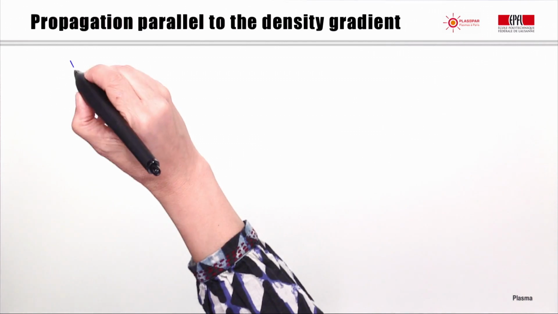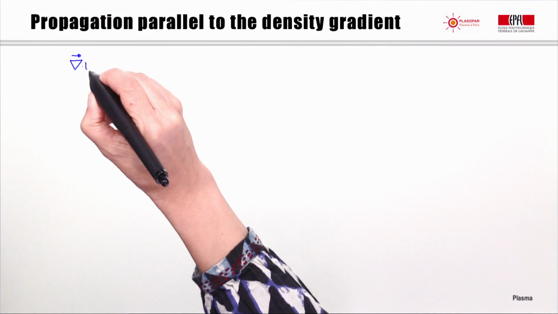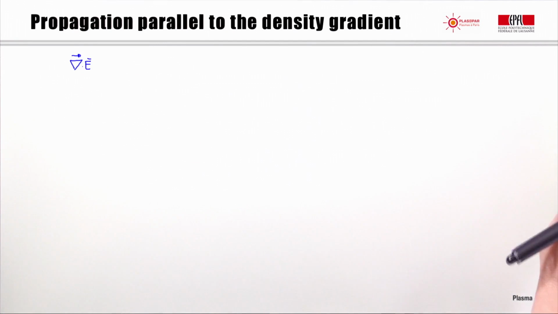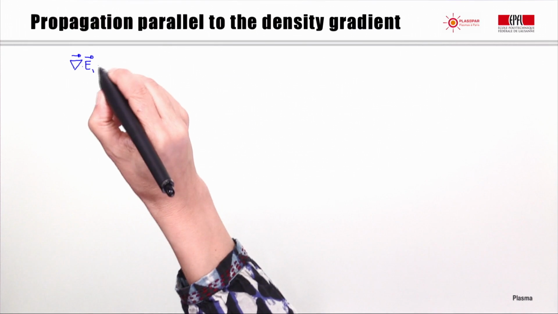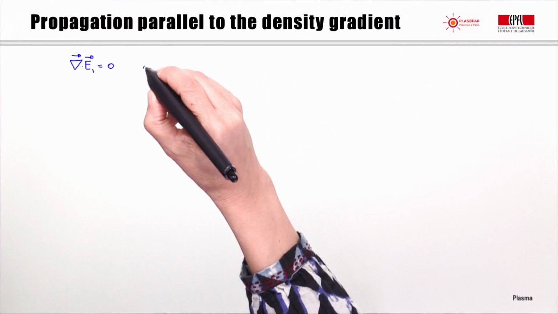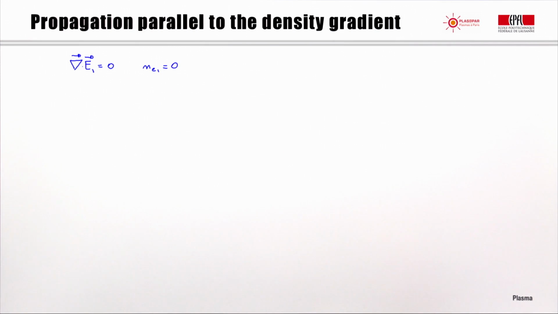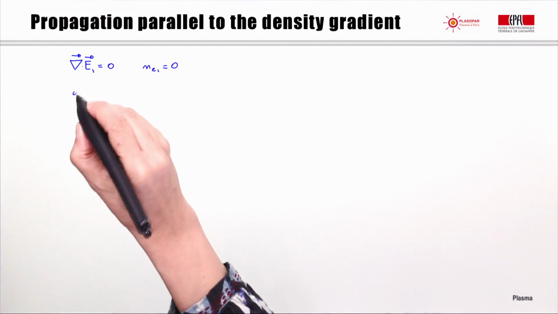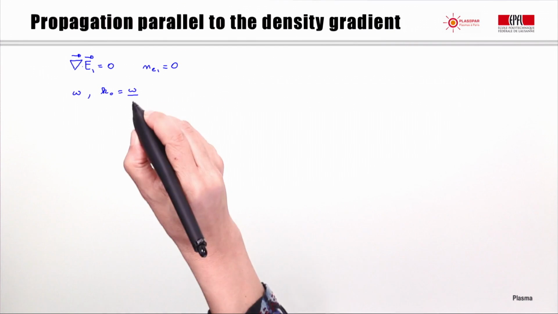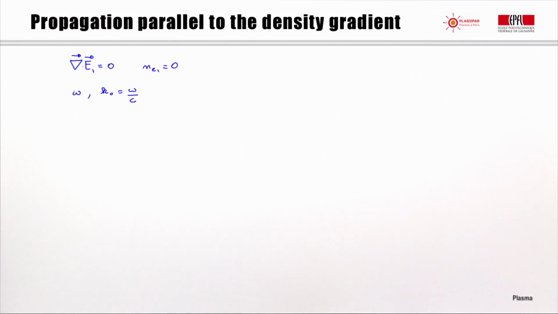So we can write that the divergence of the electric field is equal to 0. And consistently, there is no perturbation of the electron density. However, since now the density depends on space, we do not have anymore a simple wave solution with fixed frequency and wave vector. And in this case, it is not convenient to do the Fourier transform. We can define the frequency and wave vector in vacuum before the wave enters the plasma.